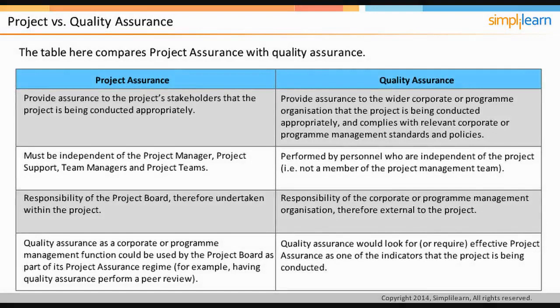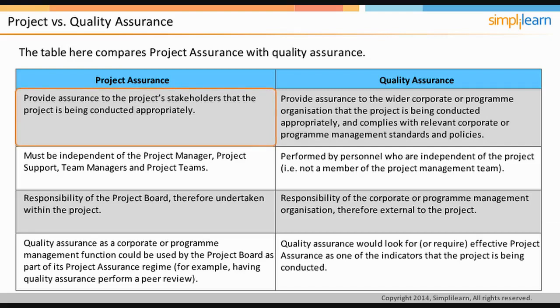Quality assurance is not a part of project work. It is independent of the project management team. Quality assurance is the responsibility of the corporate or program organization. Quality assurance should not be confused with project assurance. The difference between quality assurance and project assurance is listed in the table on the screen.